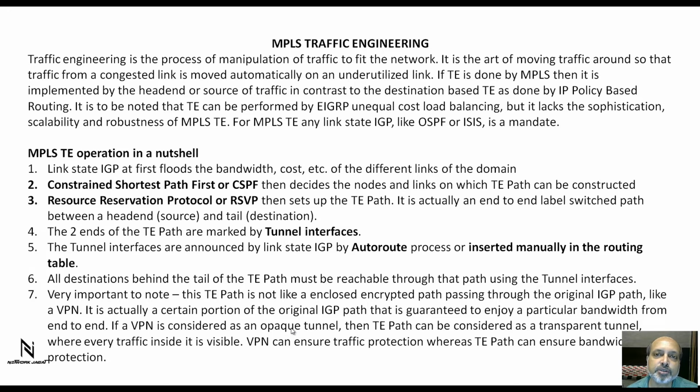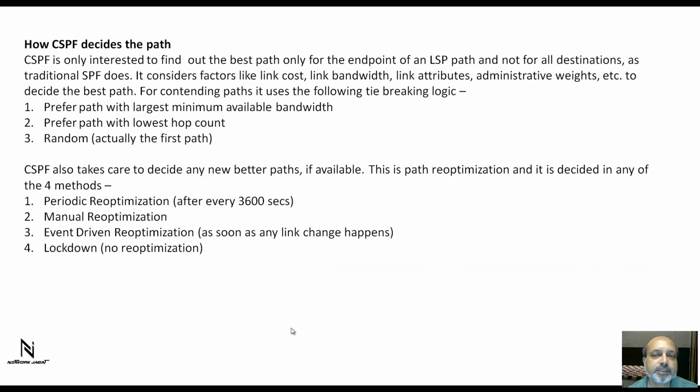Now let us move to the other issues. First, how CSPF decides the path. It is telling that CSPF is only interested in finding the best path only for the endpoint of an LSP path and not for all destinations, as traditional SPF does. It considers factors like link cost, link bandwidth, link attributes, administrative weights, etc. to decide the best path. We will discuss this a little later. First, I'll clear out the definition.